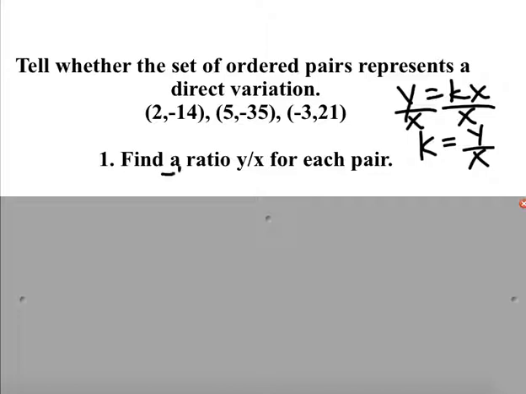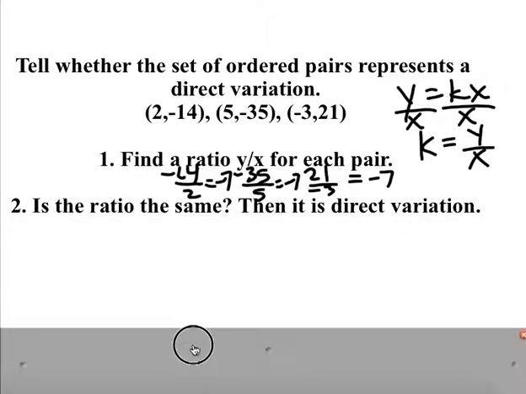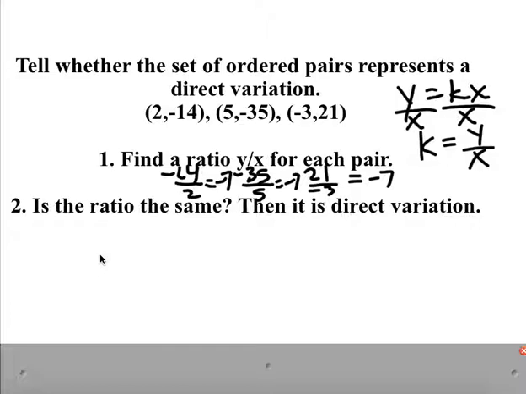We say 14 divided by 2, and negative 35 divided by 5, and 21 divided by negative 3. Those actually all come out to negative 7. So if all of those ratios end up the same, we say that this is direct variation. We could create our equation by saying y is equal to negative 7x.